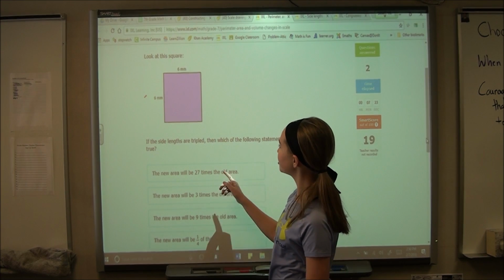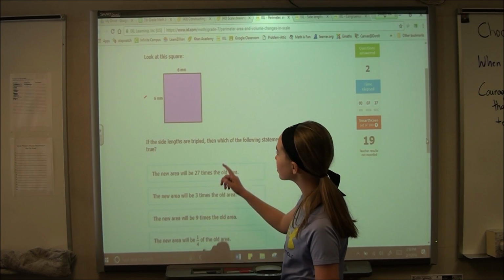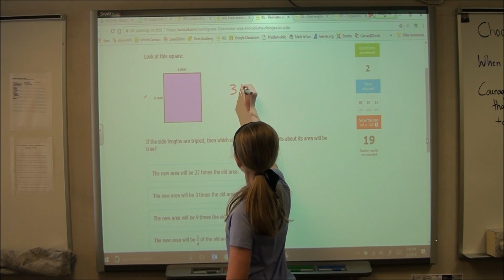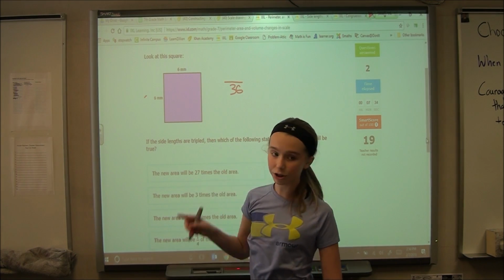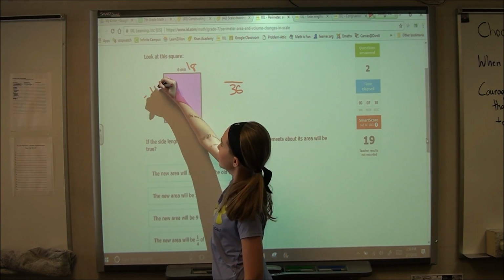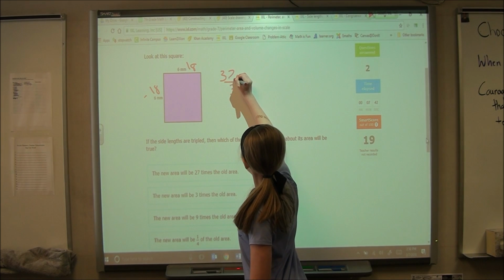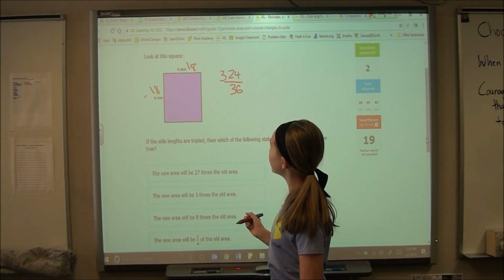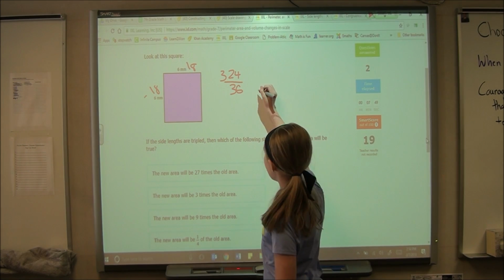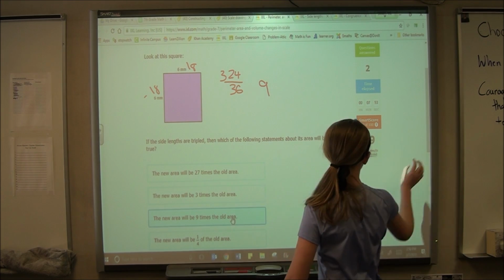If the side lengths are tripled, then which of the following statements about its area will be true? So this is a square. 6 times 6 is 36. And then 6 times 3 is 18. So 18 times 18 is 324. 324 divided by 36 is what you have to do next, and that is 9. So the new area will be 9 times the old area.